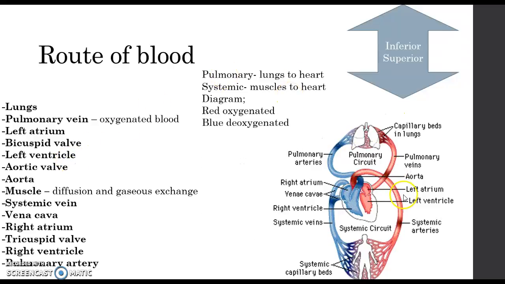So as you can see, the pulmonary circuit, which is at the top, as I said before, is from lungs to heart, and that circuit just continues, whereas the systemic is from the heart to the muscles and all the way round. The way you can see the difference between the red and the blue is that red is oxygenated blood. So the muscles need the oxygen, so it goes towards the muscles and then back up to the heart, where it goes to the lungs to be re-oxygenated.